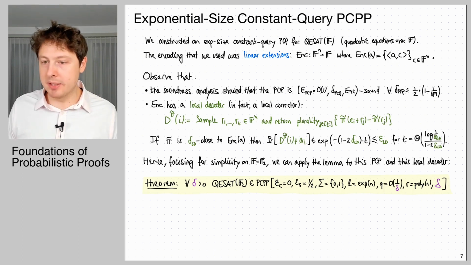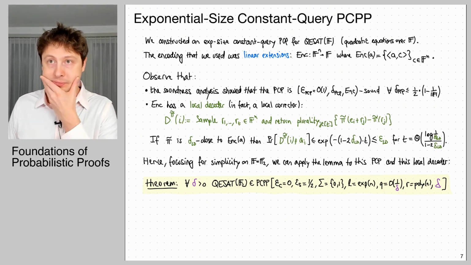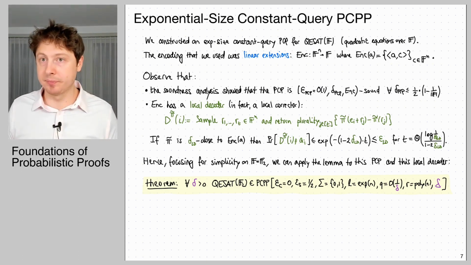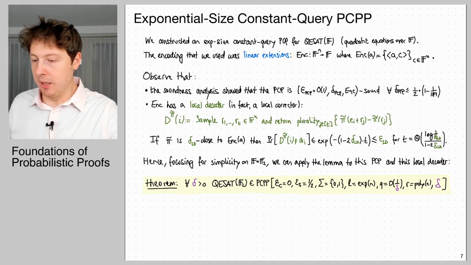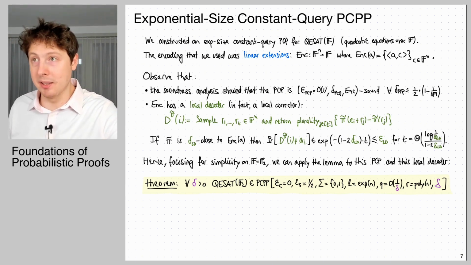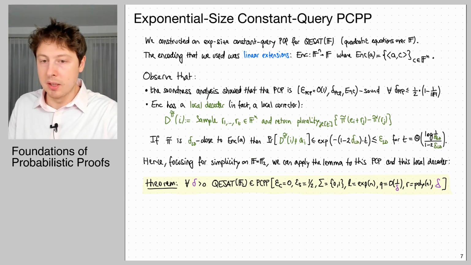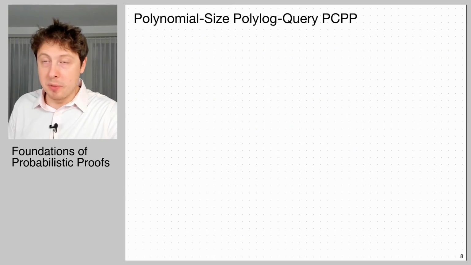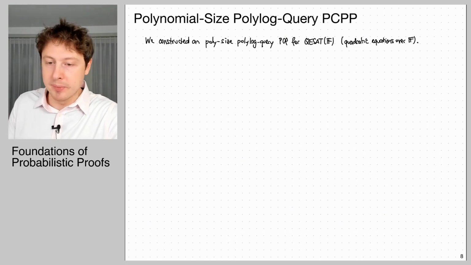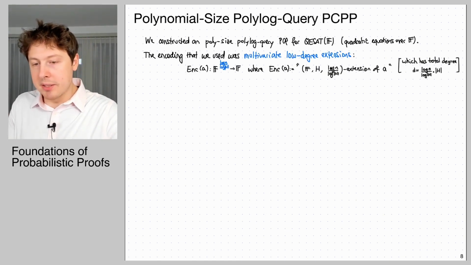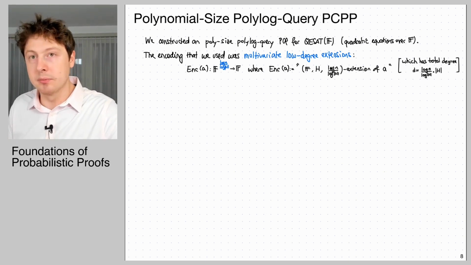Any questions about this local decoder? Okay. By the way, we already used it once, for compiling linear PCPs into exponential size PCPs. So if you want a polynomial size polylog-query PCP of proximity, well, we constructed a poly-size polylog-query PCP for quadratic equations. In that case, we used multivariate low-degree extensions, okay? With a certain number of variables and a certain degree. That's the total degree.